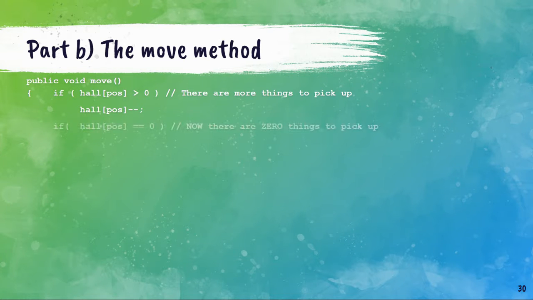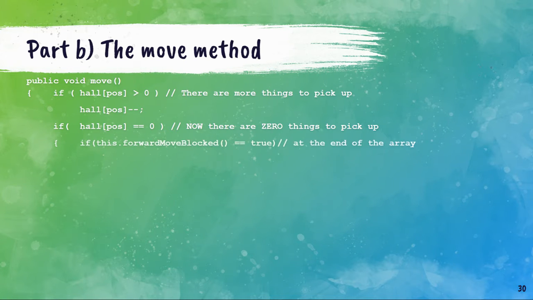Now I'm going to do that second test and say, is hall at pause now equal to 0? So there was 1 there and I picked it up. Great, and now I'm at 0. Now I'm going to move. I'm not going to move if that is not the case. So everything else at this point, if there still is a toy there, the robot stays and will get called a second time when move gets called.